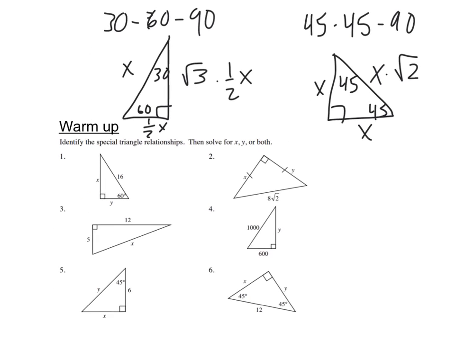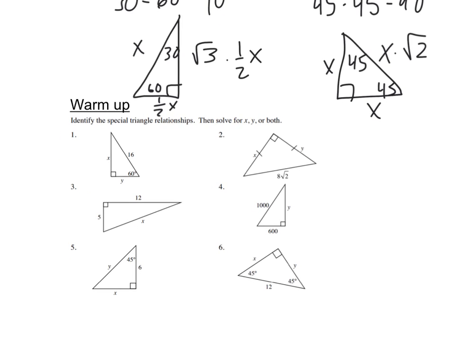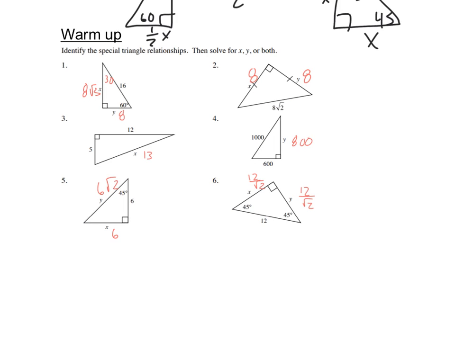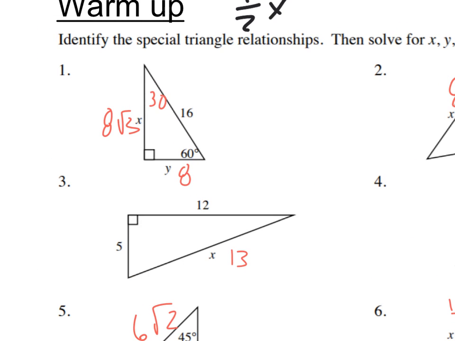Given that piece of information, I'm going to pause the video and let you go through and try to identify the missing lengths given these triangles. Let's see what you came up with. In the first one, we have a 30, 60, 90 triangle. The hypotenuse is 16, so half of that is 8. That would be the length of the short leg. Then the long leg is whatever that short leg is times the square root of 3, so I got 8 root 3.